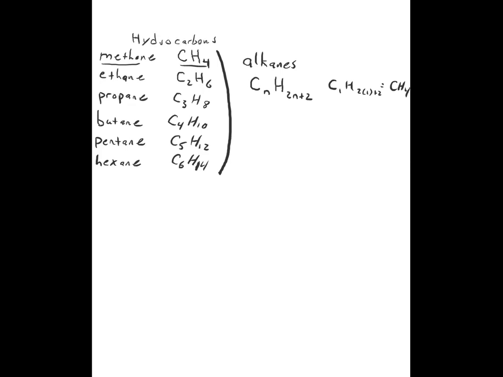Another one you may have heard of is, well, let me just put a couple more here. I'm going to go ahead and write heptane, 7 carbons. Based on this formula, you could predict how many hydrogens will be in the heptane, because you have 7 carbons, 2 times 7 is 14, and then you add another 2, you get 16. So heptane is C7H16.